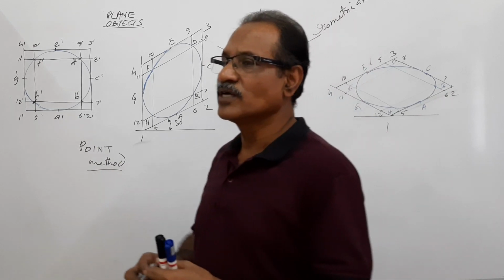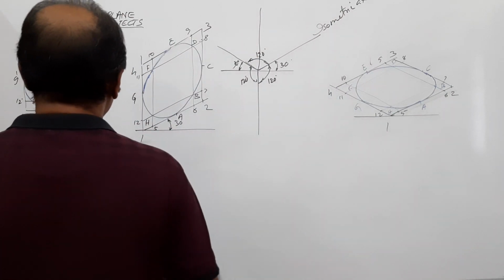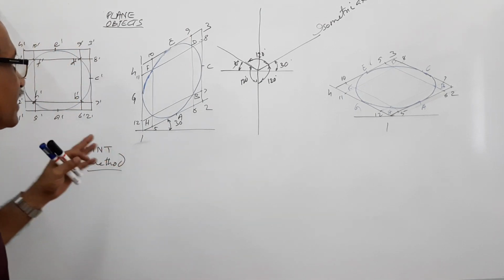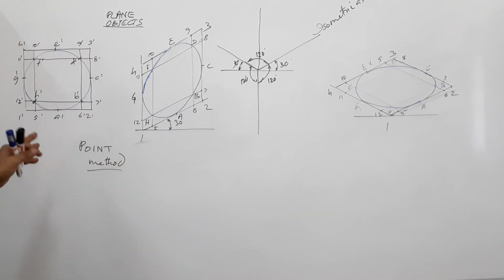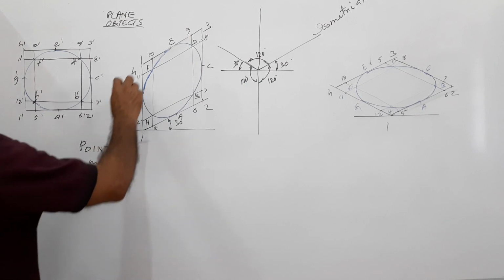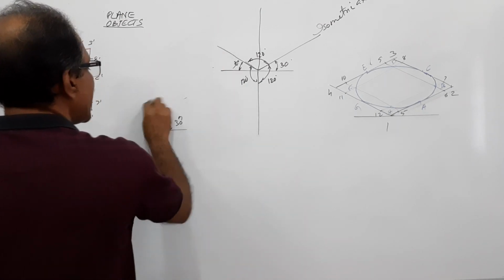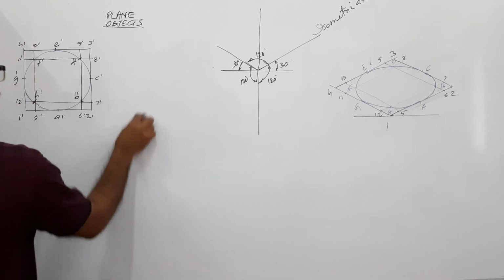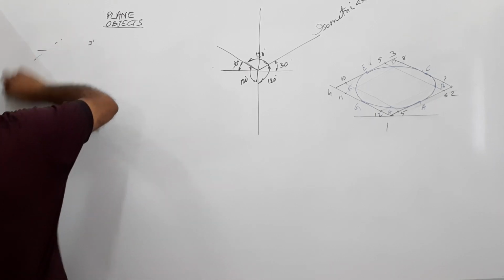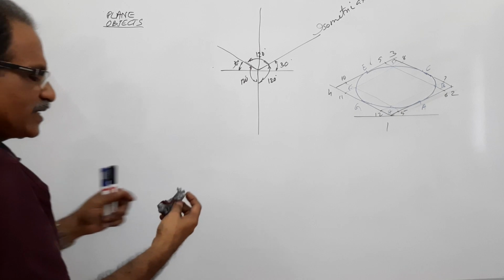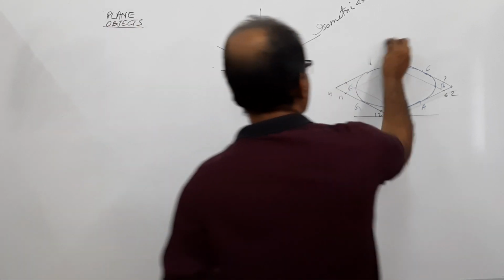Okay. So we have drawn iso-views of circles seen in elevation and plan using the point method. We will draw them using the four-centered method, and then we will pass on to isometric views of solids. These are isometric views of plane surfaces. Then after completing this, we will go to isometric views of solids.